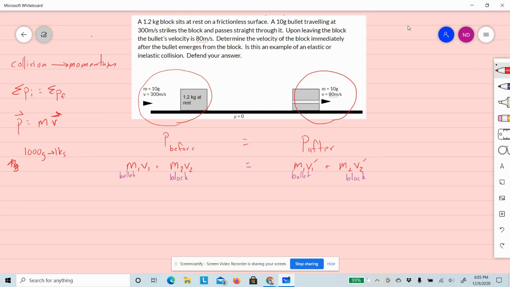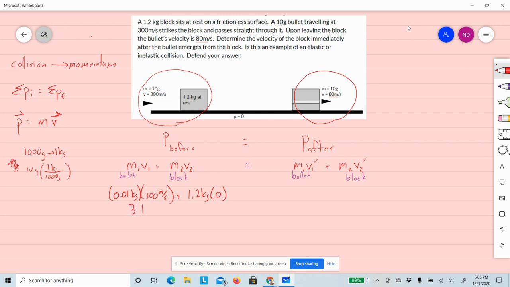So 10 grams is how many kilograms? Well, there are 1,000 grams in a kilogram, so divide by 1,000. We get 0.01 kilograms multiplied by 300 meters per second. That's all to the right, so I'm going to leave that as positive. Remember, they're vectors, so direction counts. Plus M2, which is 1.2 kilograms. This one is at rest, so that's 0. So that's nice and easy.